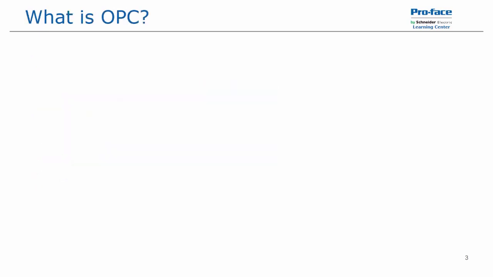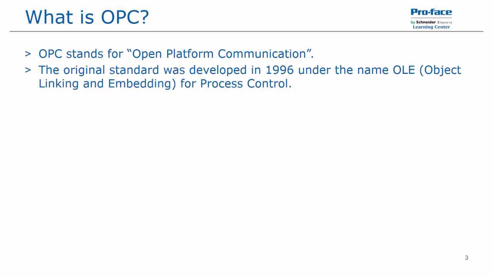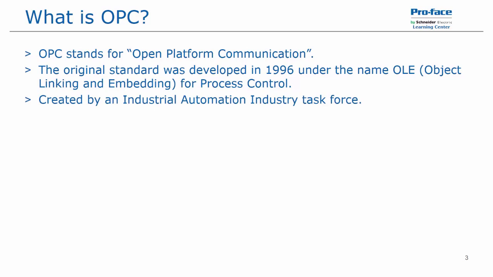We will begin by explaining what OPC is and how it was developed. OPC stands for Open Platform Communication. The original standard was developed in 1996 under the name OLE for process control. OLE standing for Object Linking and Embedding.